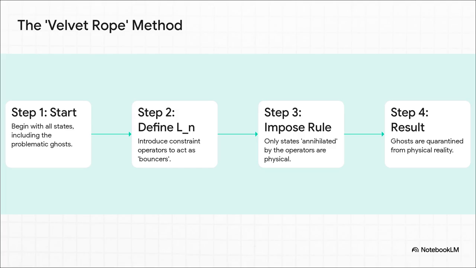First, you have everyone lining up outside, the good, well-behaved states and the troublesome ghost states. Then, you bring in the bouncers. These are the constraint operators, the LNs. And the bouncers have one very strict rule. A state only gets into the physical club if, when the bouncer operator interacts with it, the result is 0. It's like a velvet rope. This process meticulously filters out all the problematic ghosts, leaving them stuck outside, unable to influence any real physical measurement.